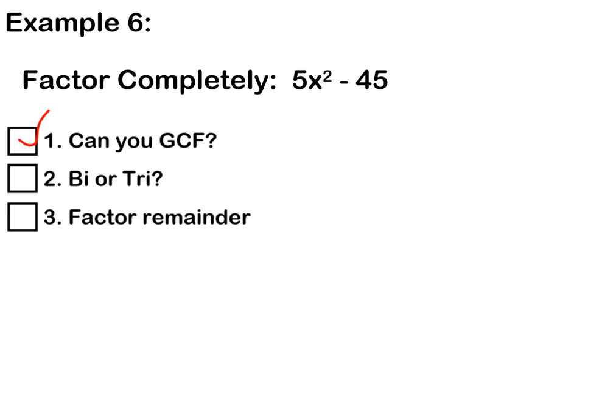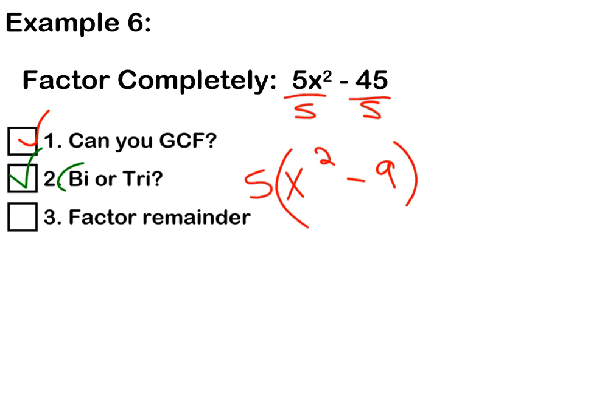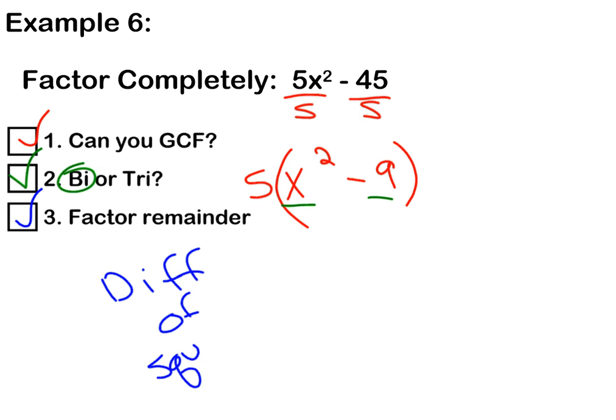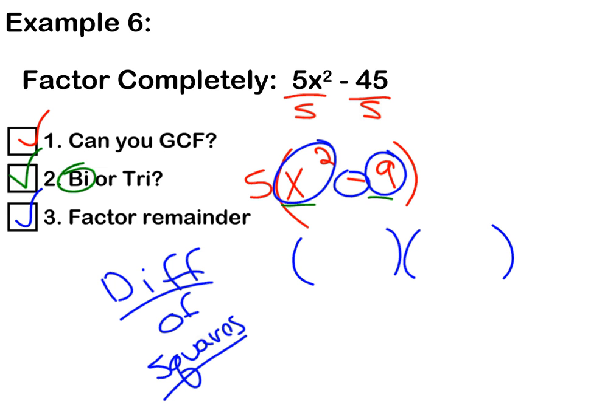Can you GCF? Divide by 5. GCF on the outside, x squared minus 9. Is it a binomial or a trinomial? It's a binomial. So when I'm factoring it, I check to see if it's a difference of squares. The difference would be the subtraction sign. Squares would be whether or not these are perfect squares. They are, so I'm going to go ahead and factor them.